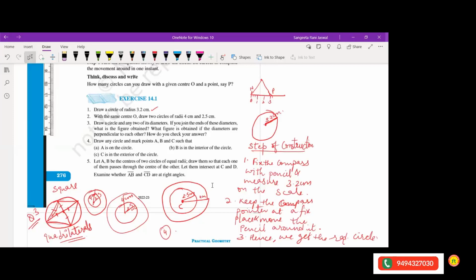Question number 4. Draw any circle and mark points A, B, C such that A is on the circle, B is in the interior of the circle, C is in the exterior of the circle. Okay, this is very simple. Make a circle of any radius. Please mark one point A on the circle, on the boundary of the circle, and point B inside the circular region, and C outside the circular region. Do this.